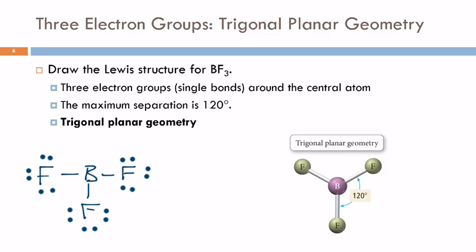Okay, so the angle on this one is 120 because in a plane you have 360 degrees in a circle and it's divided in 3. So they've each got 120 degrees of separation.